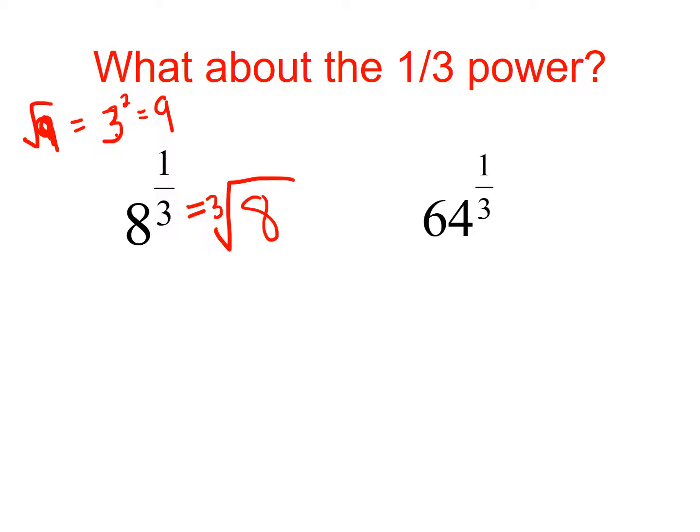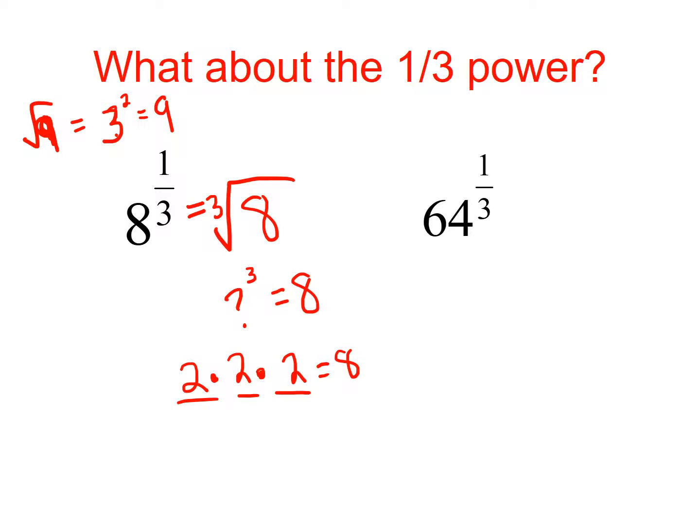So if we have the cubed root of 8, now we're asking what to the power of 3 gives me 8. So what number times itself 3 times gives me 8? And that would be 2. 2 times 2 times 2 is equal to 8, because 2 times 2 is 4 times another 2 is 8.